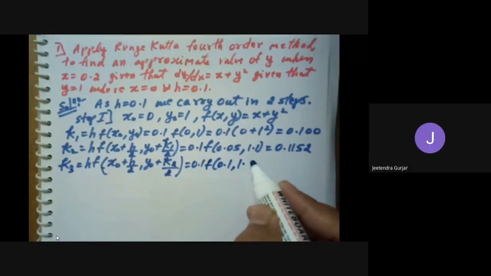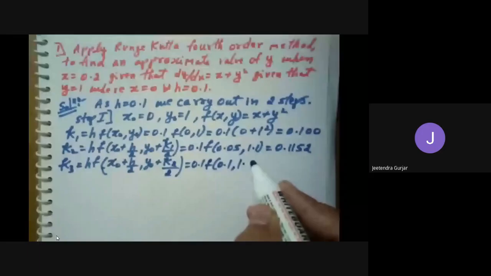K2. Okay, wait. Where was I? K2 is equal to h f of x naught plus h upon 2 comma y naught plus k1 upon 2 we get. Correct. So h is nothing but 0.1 we get, and f of x naught plus h upon 2. X naught we have taken here 0 plus h upon 2. H upon 2, what do we get here? H upon 2 is 0.1 upon 2, which will become 0.05.